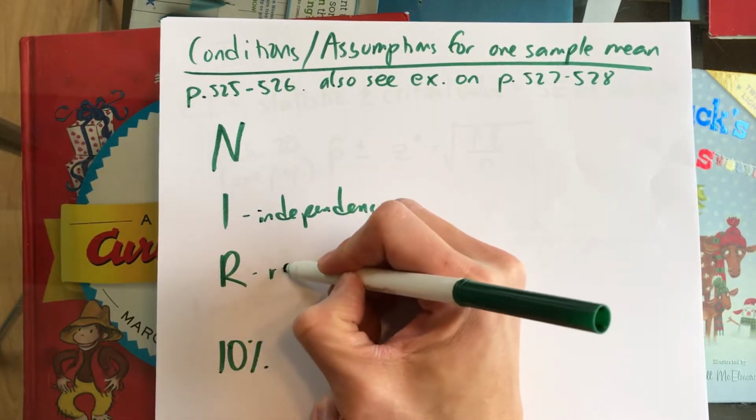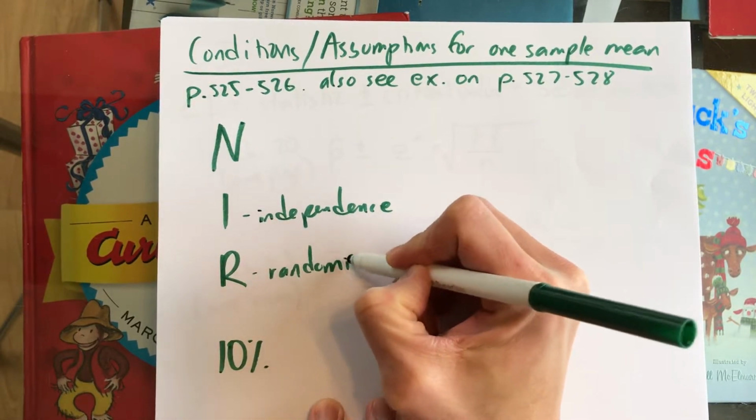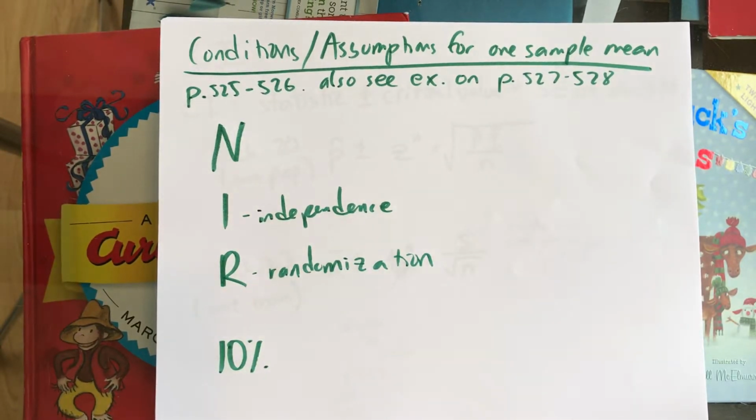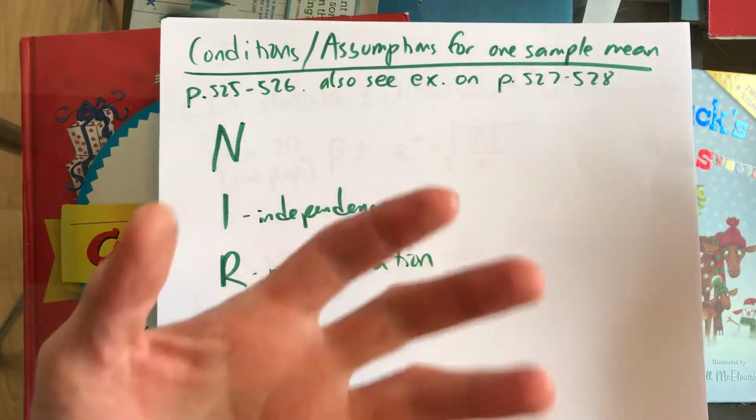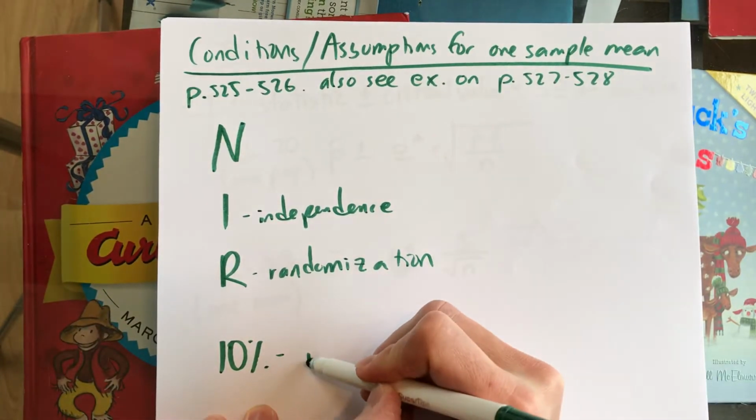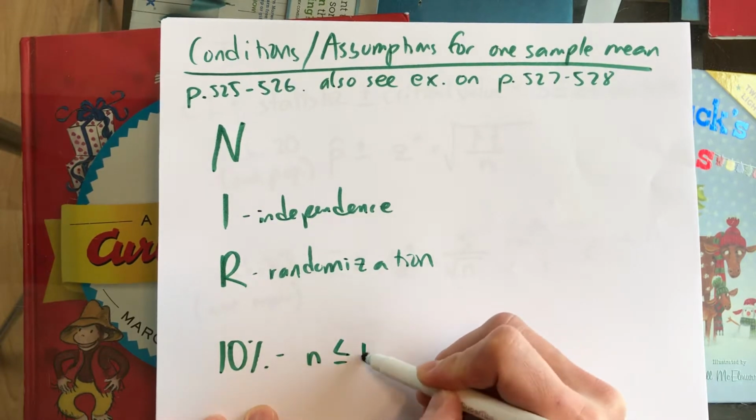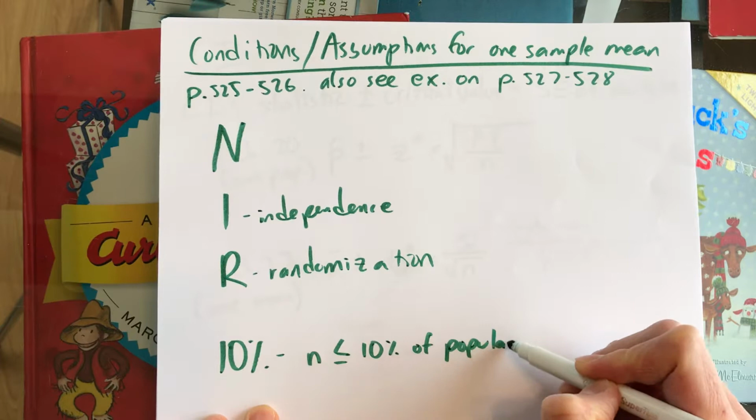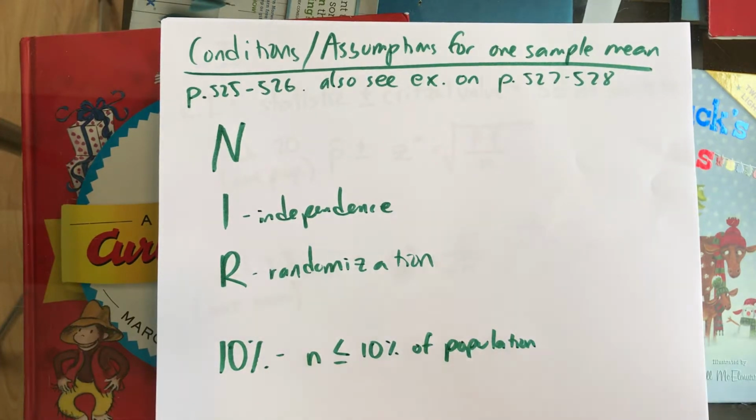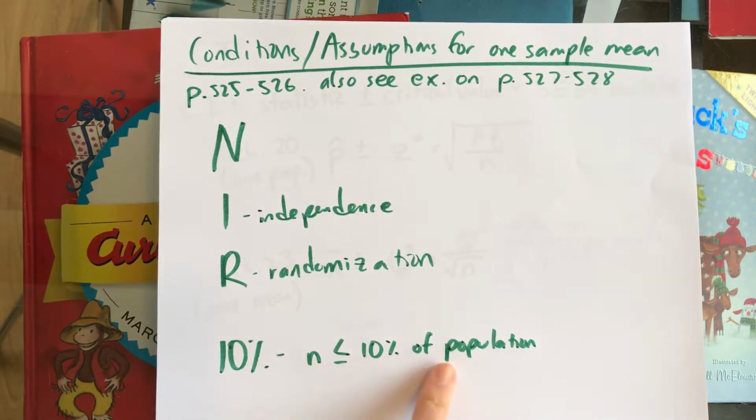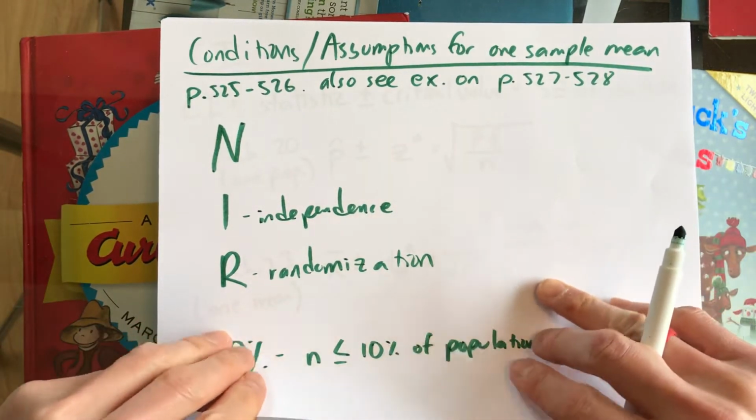And same thing with randomization. Okay. We assume that each car, each person, each student was randomly selected, and then 10%. Right, we want to make sure our sample is less than or equal to 10% of the population, whatever that is. So if we're sampling cars, we just want to make sure that the number of cars in our sample is less than or equal to 10% of the entire car population. All right.